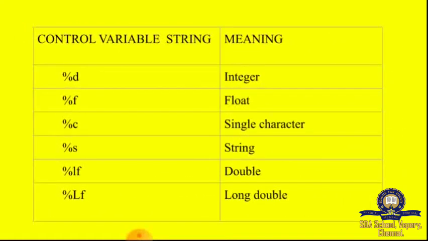Can you see the tabular column? One side is the control variable string and the other side is the meaning. %d means integer. %f means float. %c represents a single character. %s represents string. %lf represents double. %Lf represents long double.